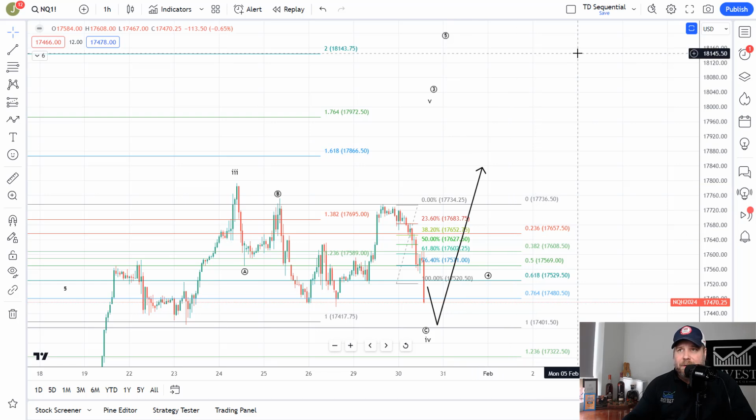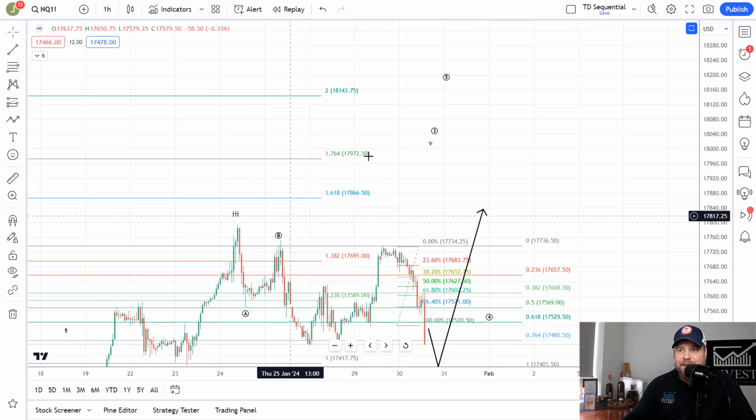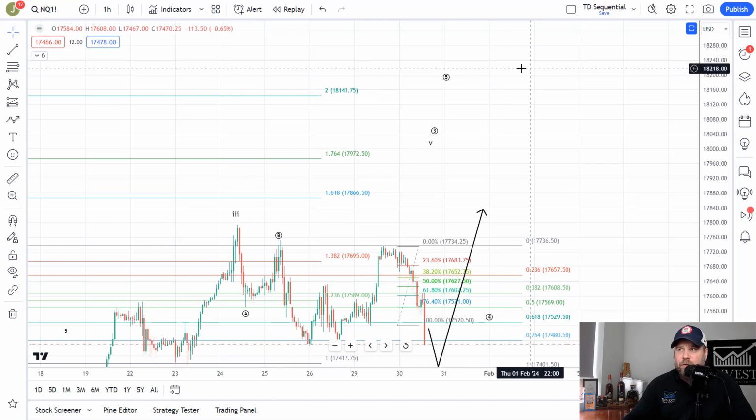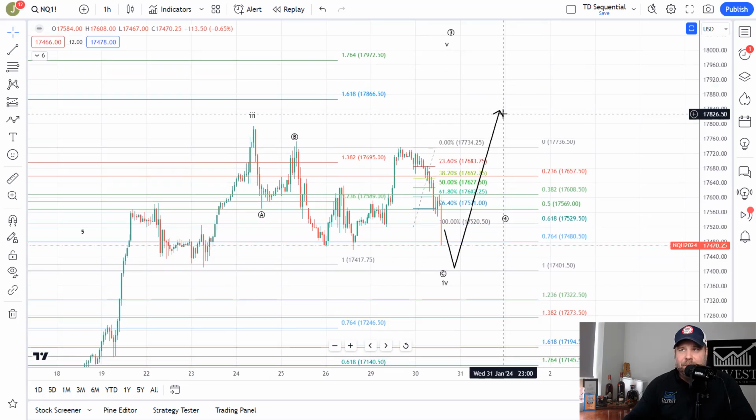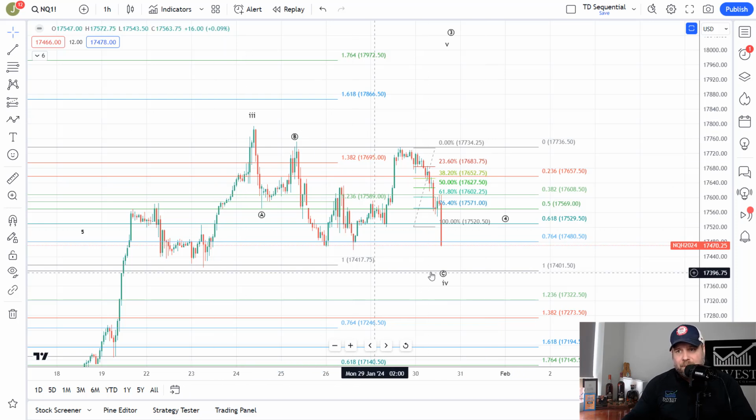Then we'd look for another pullback and move up to 18,150 or so, maybe even a little higher than that given the extensions, 18,250 in that range to complete the overall move. So NASDAQ is in a little bit of trouble. Doesn't mean it's dead. It doesn't mean that the bears are in control, but the bulls really need to hold 17,401, a break below that.